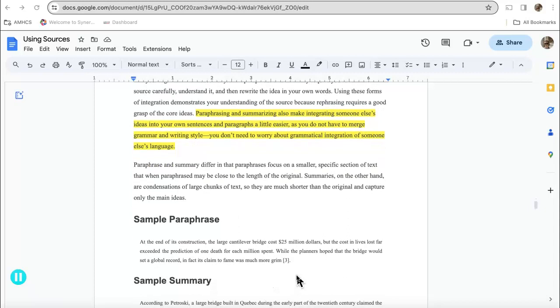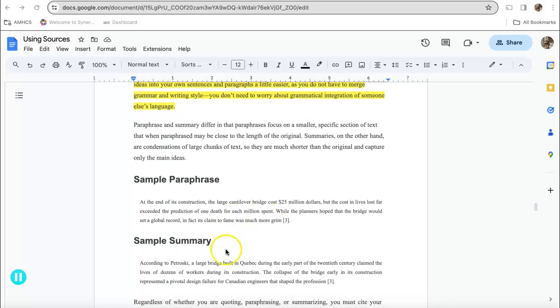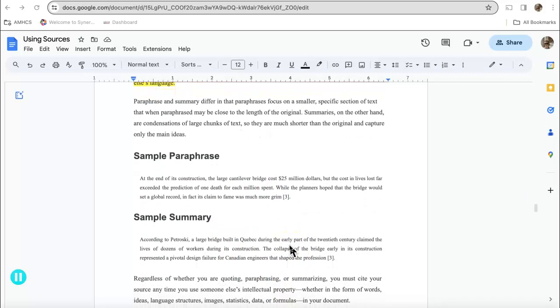So here's a sample paraphrase. I'll let you guys read this on your own. Here's a sample summary. Notice that both of them are still going to have a quotation or a citation at the end of it, because even though you're not using that person's words, you're still using someone else's ideas. And when we're using sources, we always cite when we use someone else's words or ideas.